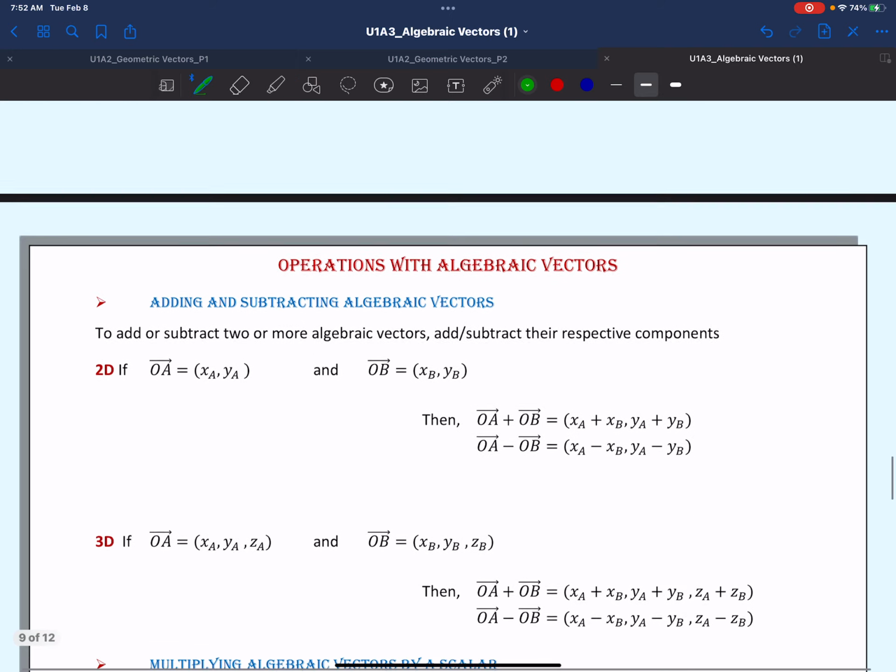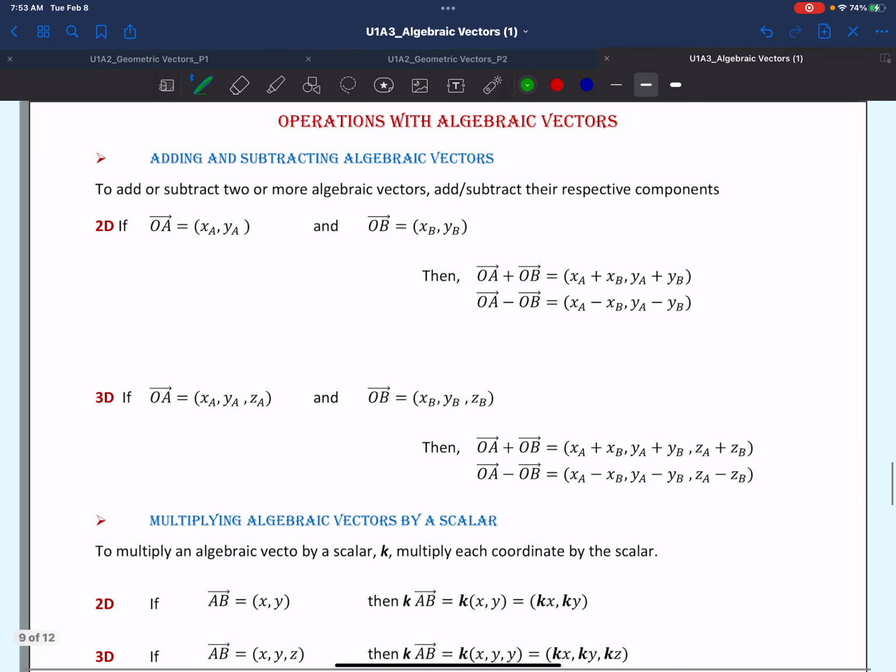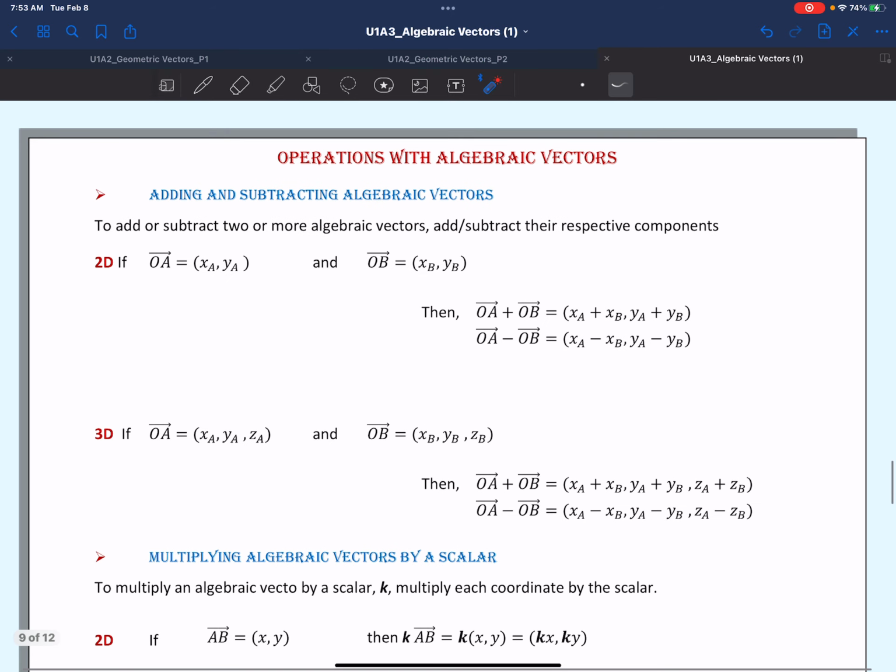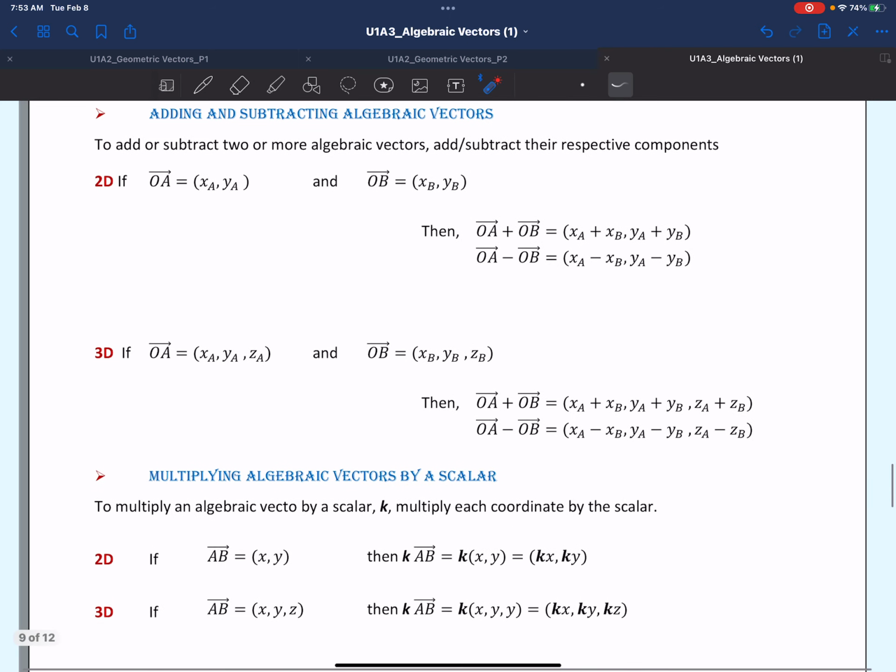Now, operations with algebraic vectors, as we saw together through the numerical examples, can be summarized this way. So it's a summary. You can take your time to read through, actually. And if you are simply watching the video and you don't have a handout with you, just stop the video and you can take notes if you wish.